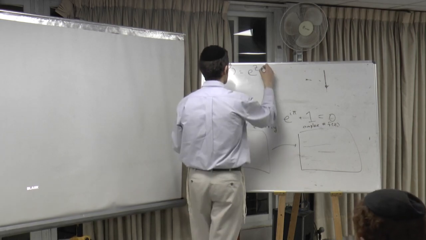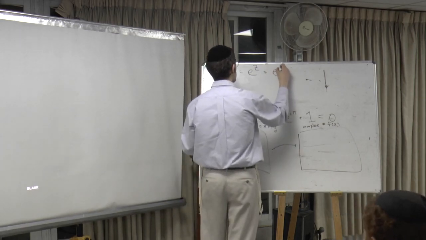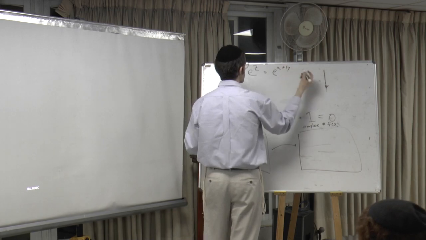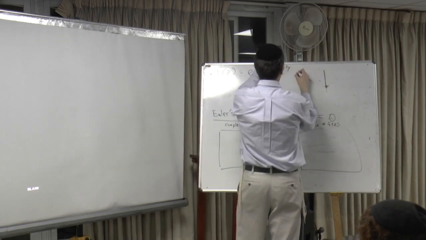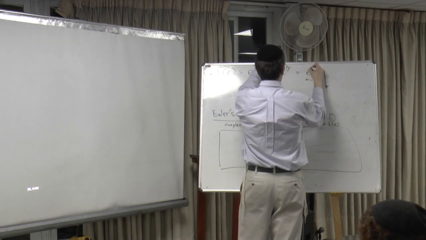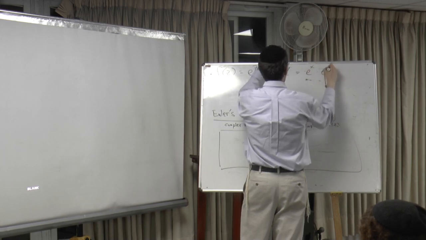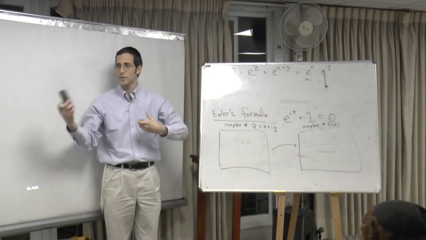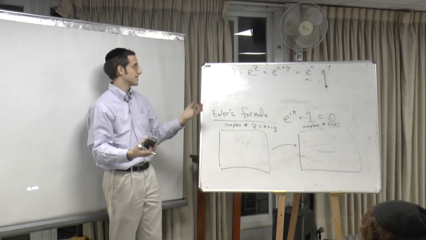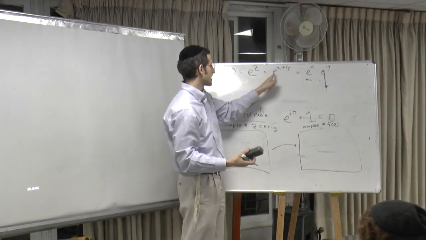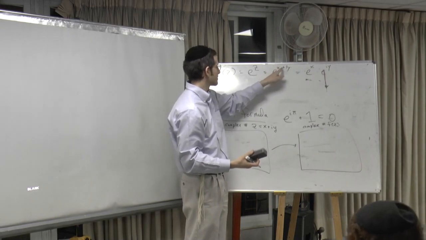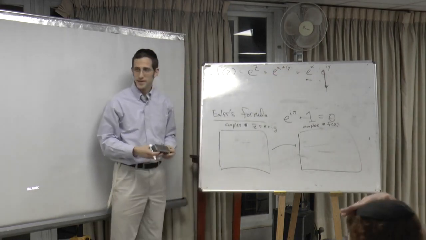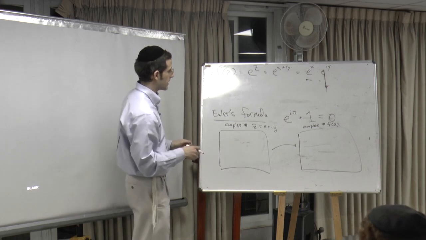This will be e to the x plus iy, which by the usual rules of exponentiating is e to the x times e to the iy. So if you take something times itself x times, then you take it times itself iy times. That should be the same as taking it e to the x plus iy times, right?